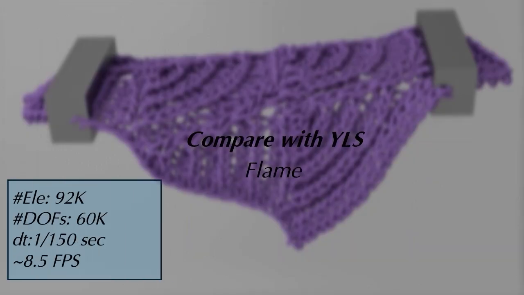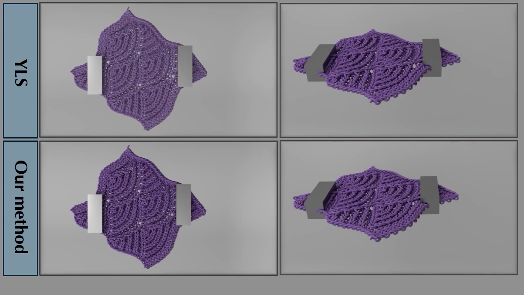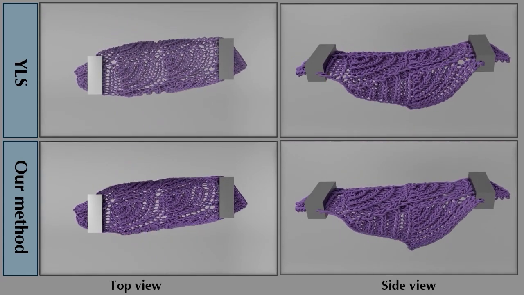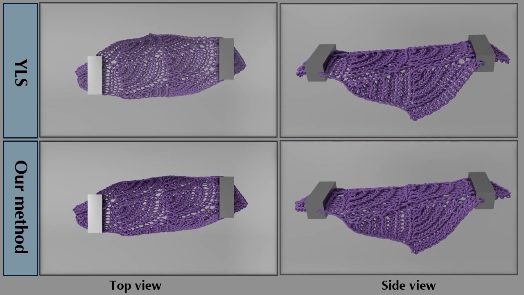The flame knit pattern is a non-periodic yarn structure. We use 92,000 elements to successfully capture its behavior and simulate it at 8.5 fps. Our method accurately captures its bending behavior.